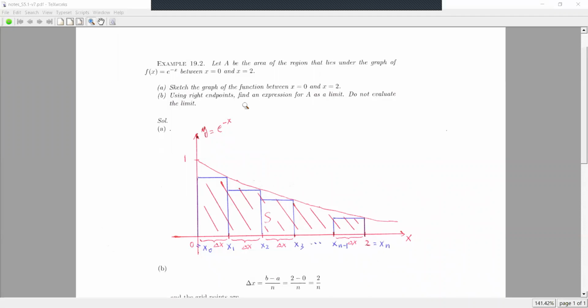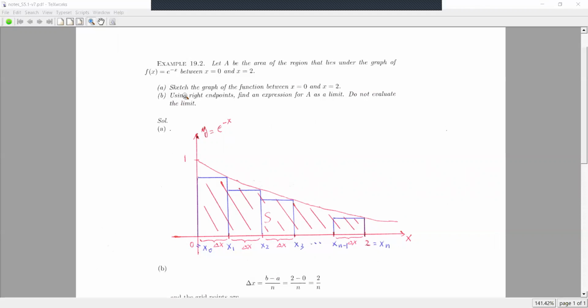That means write the area A as the limit of the sum of areas of the rectangles. Those rectangles should be built by using function values at the right endpoints of the subintervals as height. Don't evaluate the limit. Maybe the resulting limit is too difficult to evaluate by hand. So don't evaluate the limit. Okay, now let me answer the two questions.